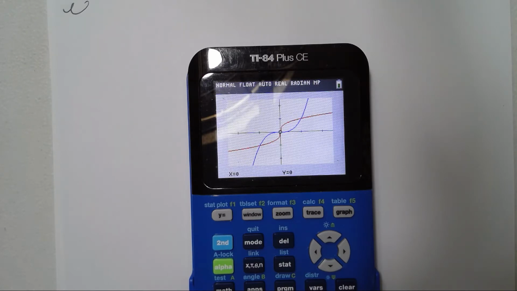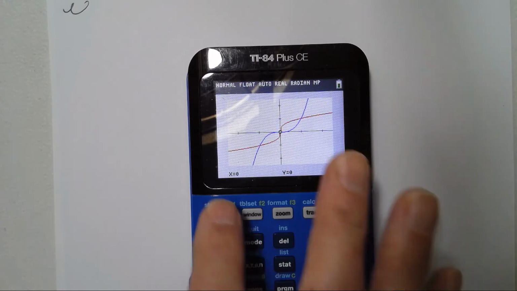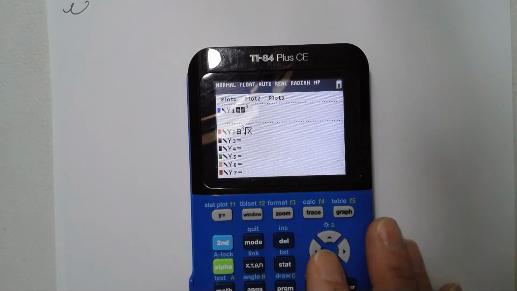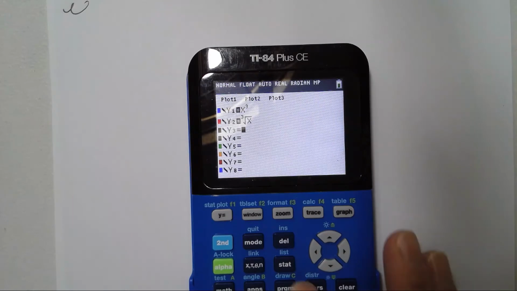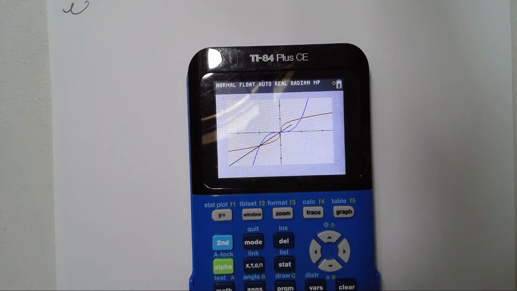I will fill in the blank for you. These two functions are inverses of each other. Remember, inverses, they're symmetrical with the line y equals x. So here's y equals x, and you can see that if you folded it across y equals x, it's going to land on the other one.